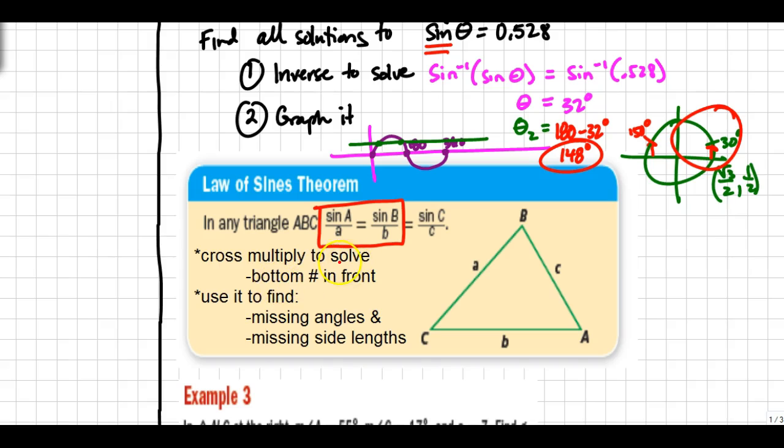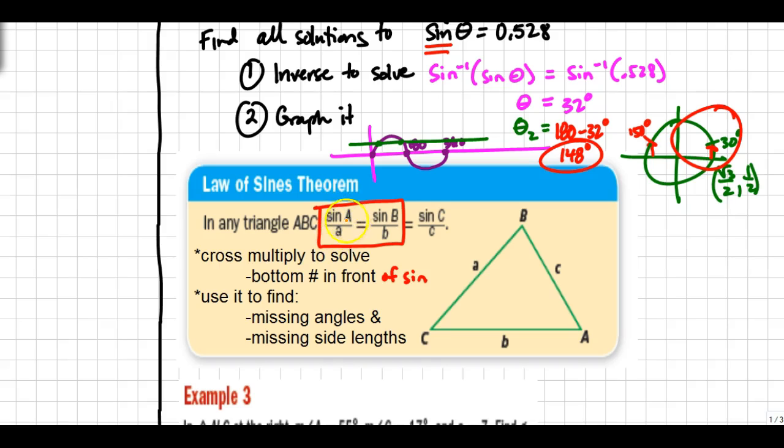And when you solve, make sure to keep the bottom number in front of the sine. And again, I'll illustrate that. Keep in mind that you can use this law to find either missing angles or to find missing side lengths. One more thing to explain before we actually give it a try.